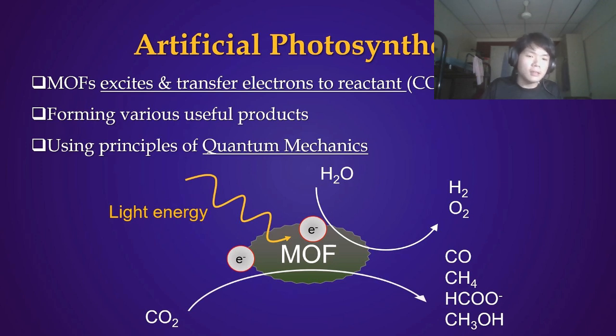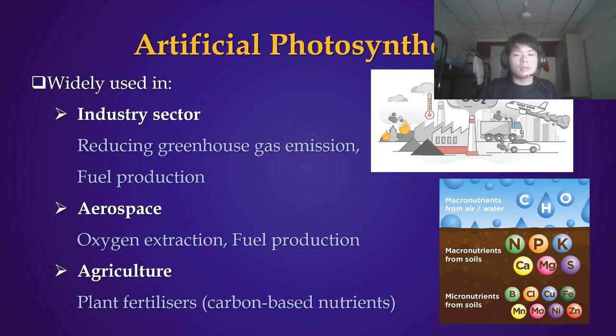As you can see here, the MOF absorbs light energy, and this excites the electrons in that system, and these electrons are passed into reactant molecules like water and carbon dioxide to produce various kinds of products, which are more useful because we have been exploiting the light energy in the surroundings. Using this artificial photosynthesis technology, humans are able to advance in many sectors such as industry, aerospace, and agriculture.